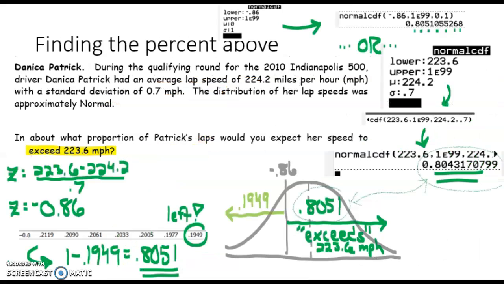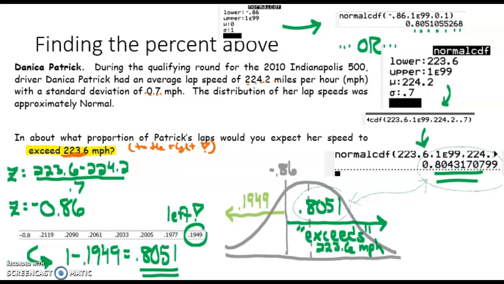Next one. All right, so now you're going to find the percent above. So again, same situation. We got Danica Patrick. Average speed is 224.2, standard deviation still 0.7. And they want to know what proportion of her laps would you expect her speed to exceed. So we're going above, which means definitely on the bell-shaped curve, we want to go to the right. That's what you need to get out of that. We're going to the right.